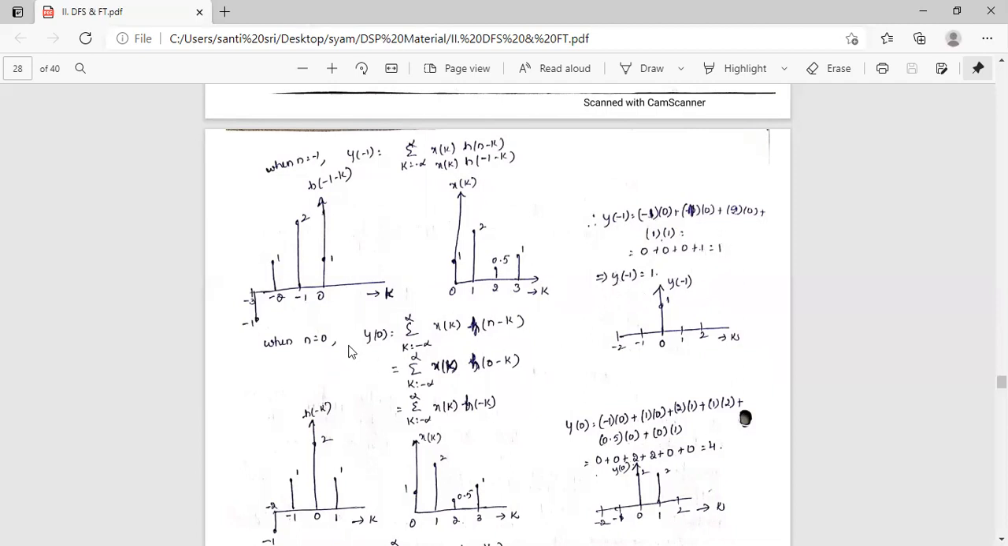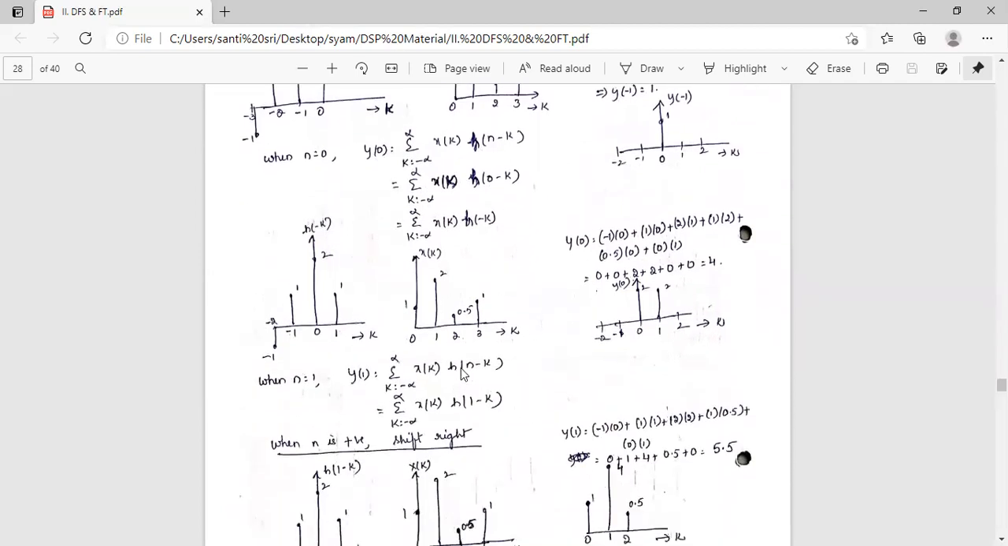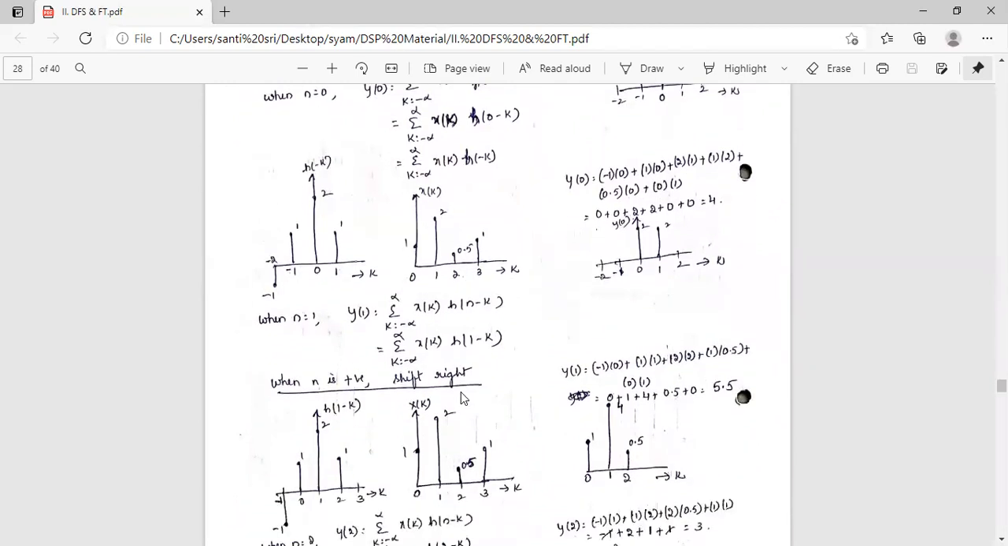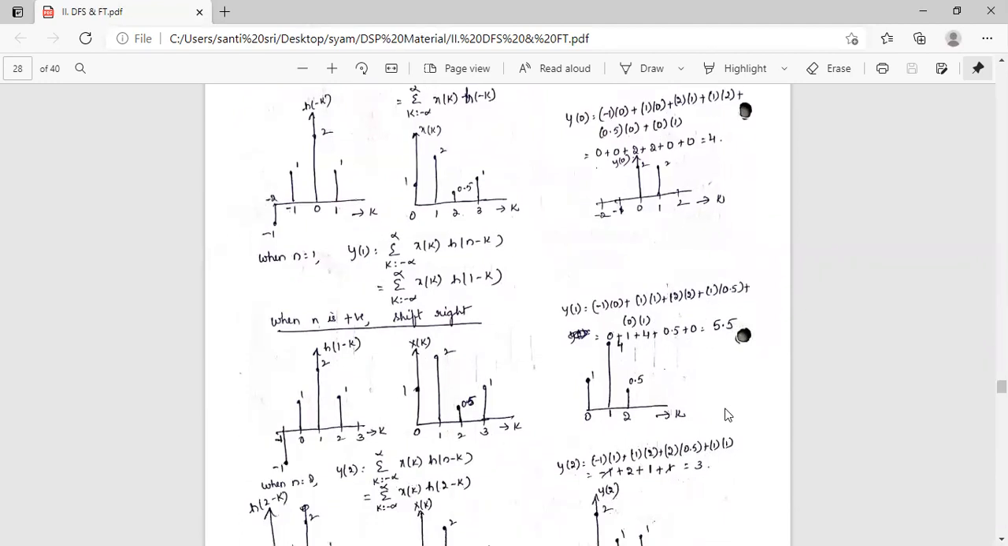Similarly, when n equal to 0, y of 0 will become 0 minus k, that is h of minus k. The h of minus k function is already there. So by simply substituting these two functions, we can get the resultant like this. If n equal to 1, so 1 minus k, right? This is the graphical representation of h of 1 minus k and this is x of k. By simply multiplying these two, we will get y of 1 equal to 5.5.